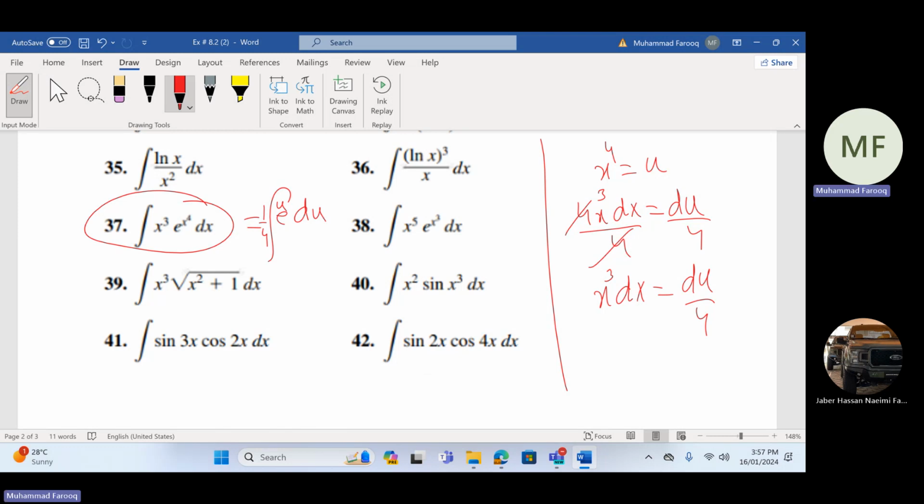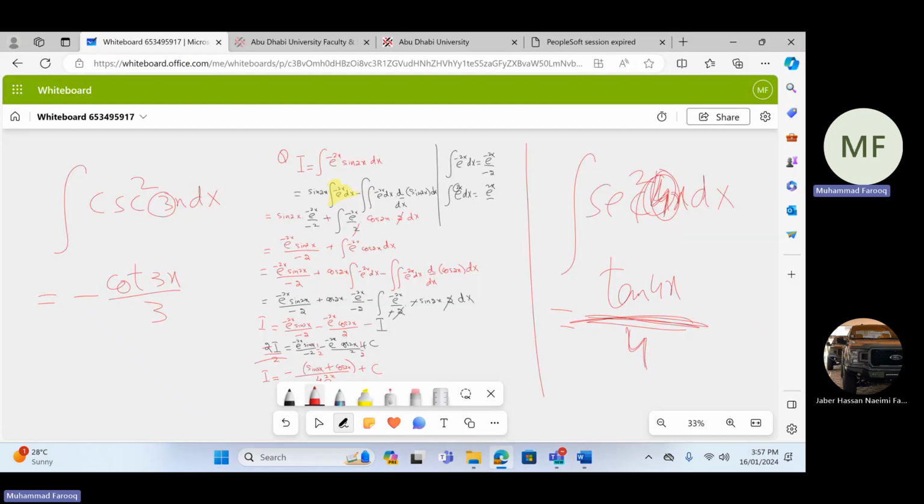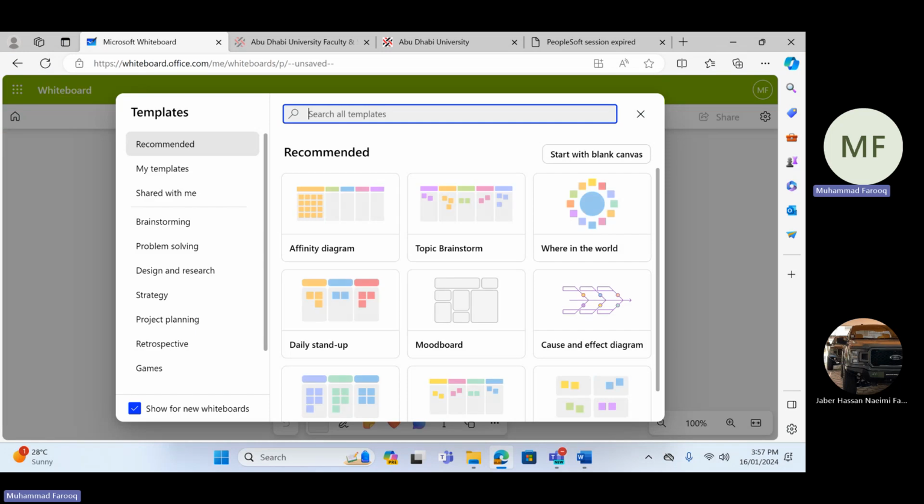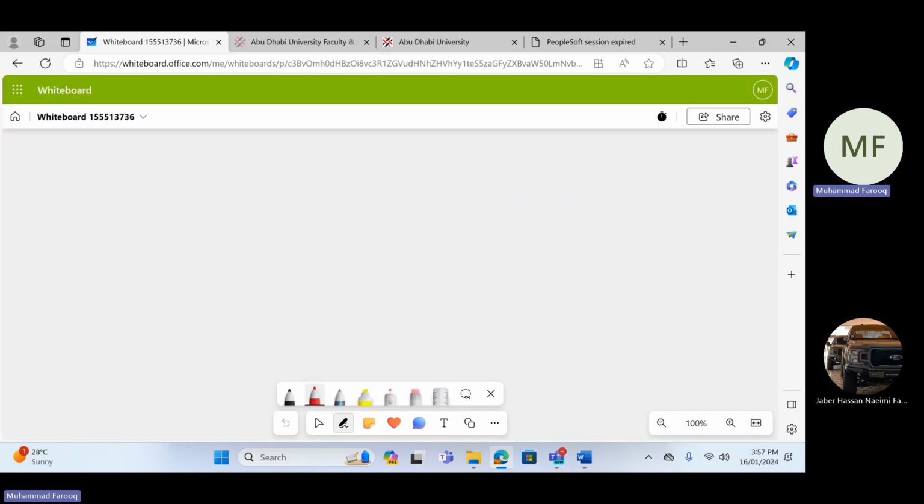I'm now interested in question 38. How you answer 38 is a very important question, by the way. Let me write here. x power 5 e power x cube. 38, please. Integrate x power 5 e power x cube dx. Come on, please. We need this integration.